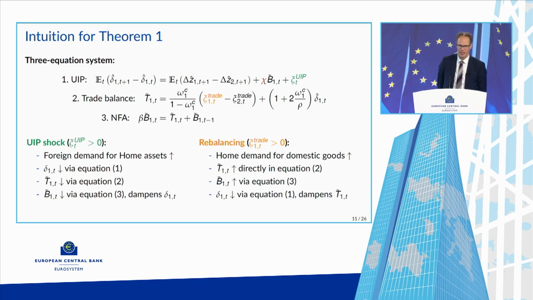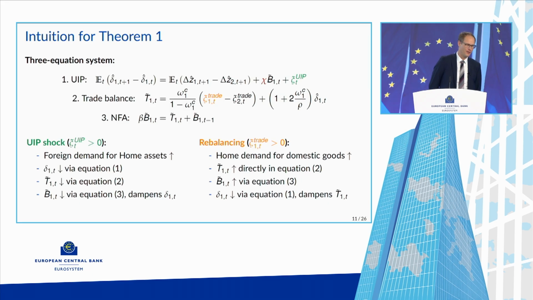And the way you can easily see this is through the system of equations. If you look at the UIP shock, it shows up only in the top right of the UIP condition. If that shock goes up, then you expect a deterioration of the terms of trade in the future. So you must have seen on impact an improvement of the terms of trade, or a real appreciation of the exchange rate. That means this delta has to go down. So that's equation 1.